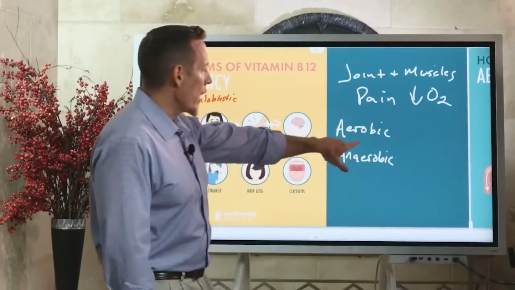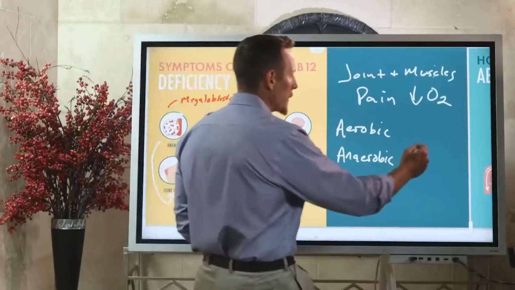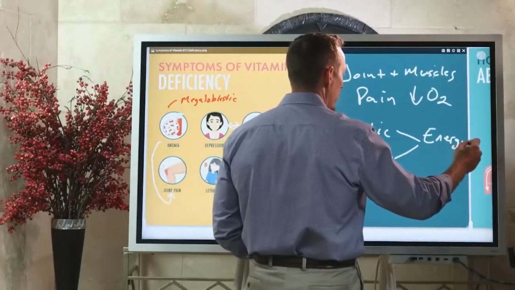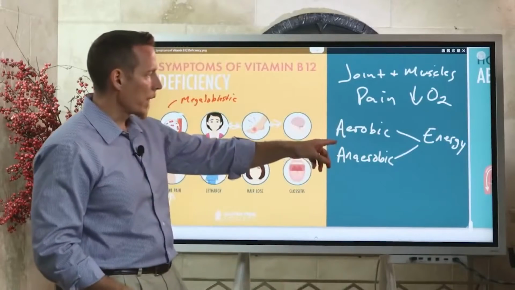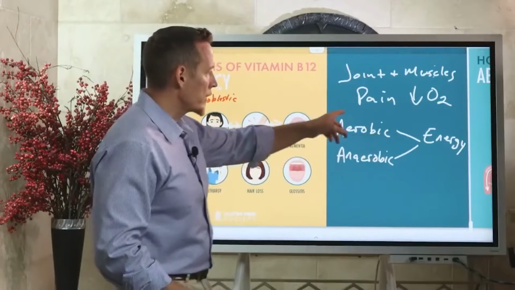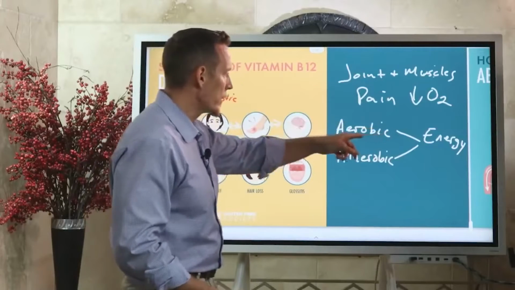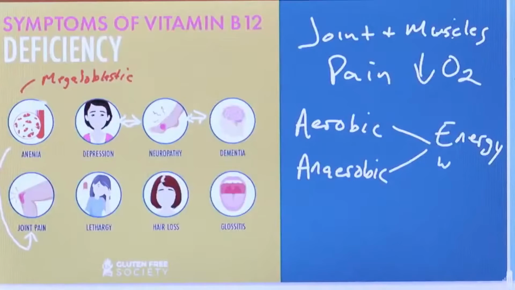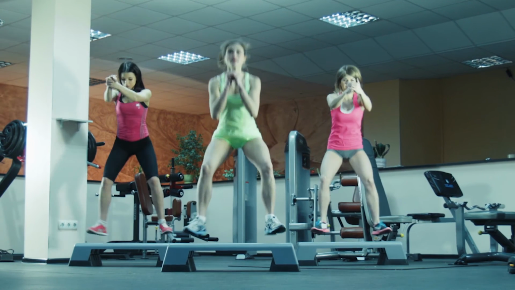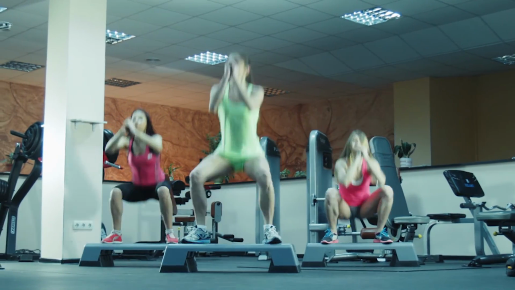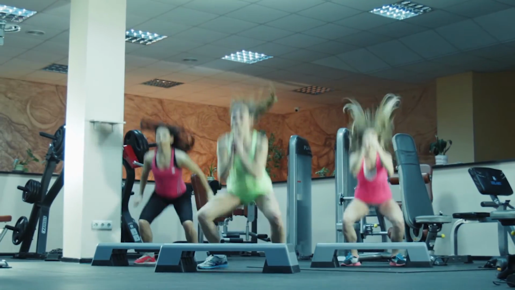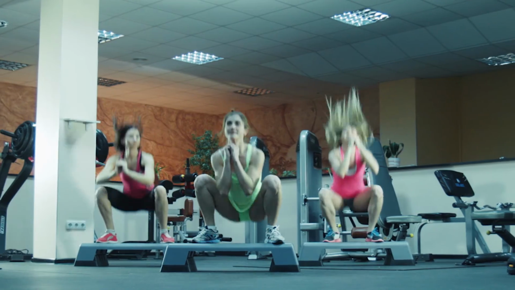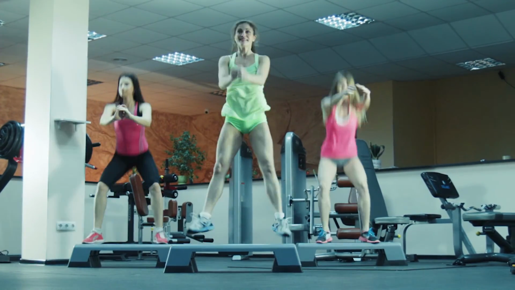So what happens in your muscle is there's two kinds of metabolism. Your muscle can generate energy either one of these ways, through anaerobic or through aerobic metabolism. If your muscle's working with aerobic metabolism, you get energy without pain. If your muscle's generating energy anaerobically, then you get less energy, because it's not an efficient way to generate energy, with pain.